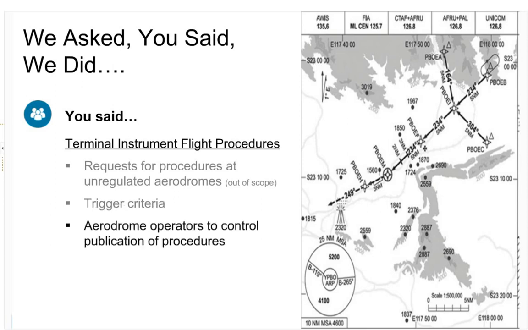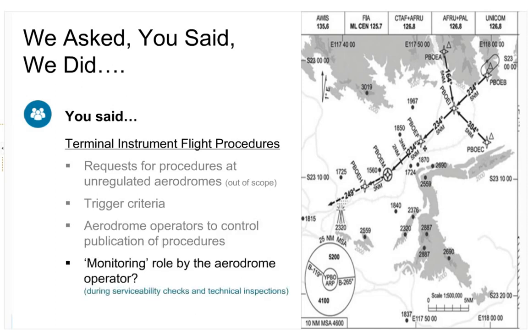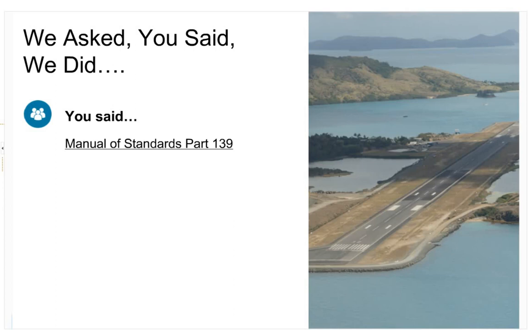We had some feedback from aerodrome operators as to how they could better control or influence the publication of those procedures at their aerodromes. This is great feedback, and we've got a separate review underway for Part 173, which is the 2-minute flight procedures. Feedback from this project will flow into the future review and updates of those regulations and standards in time. We also had some other feedback about the role of monitoring by the aerodrome operator for the surfaces visible from the aerodrome boundary during the serviceability checks, and also the systems which are tested and evaluated through technical inspections. So great feedback, and thank you for bringing those submissions forward.